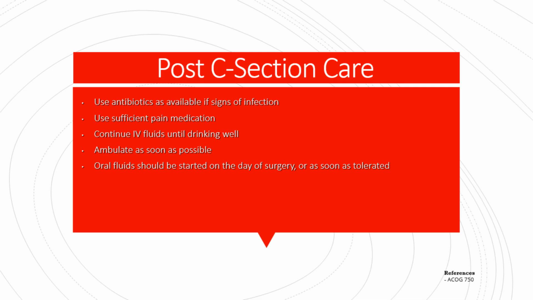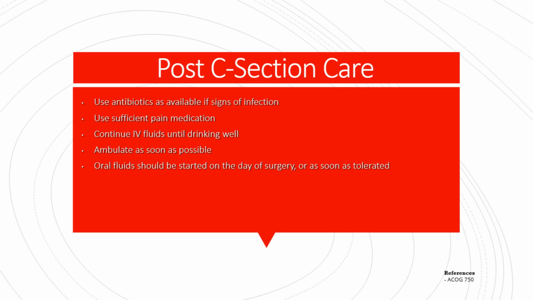Specific routine post-C-section care steps are listed here. Antibiotics should be used prophylactically prior to starting the procedure and as needed if there are signs of infection. Sufficient pain medication should be used so that the patient is as comfortable as possible post-op. IV fluids should be continued until the patient is drinking well.